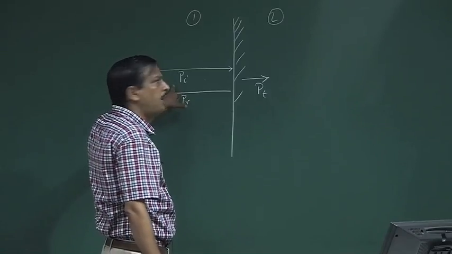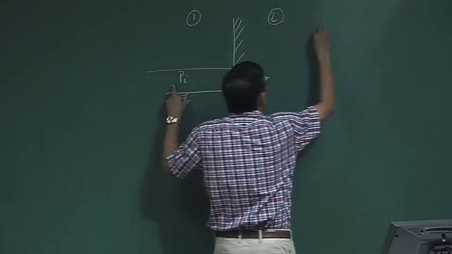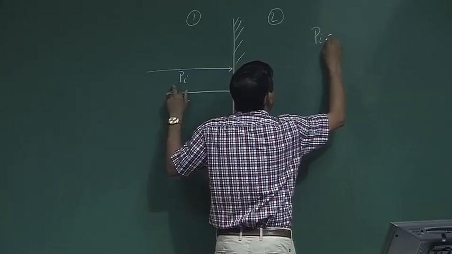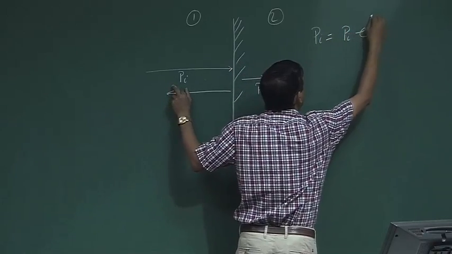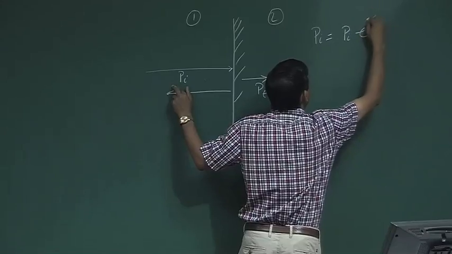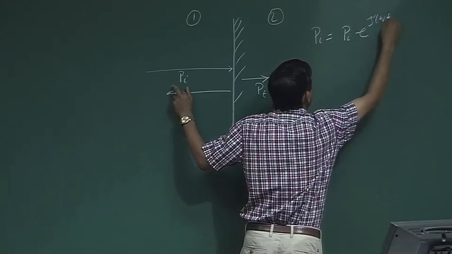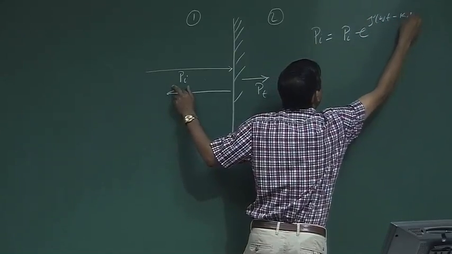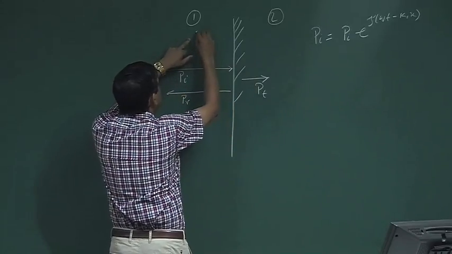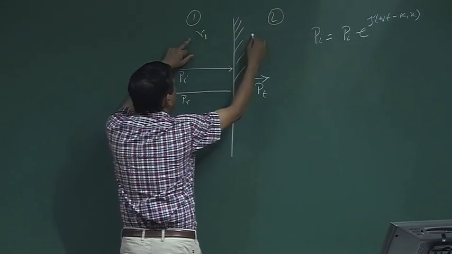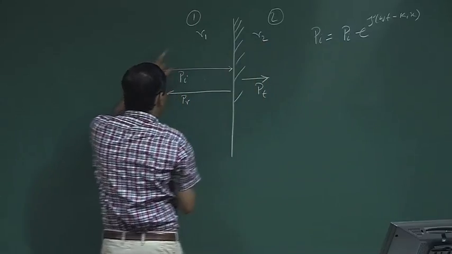So this is the pressure wave Pi. What is the expression of Pi? Pi is nothing but, let the amplitude of Pi be A, times e to the power j omega t minus k1 x. Let this medium have acoustic impedance R1 and this medium have R2. What is R1?